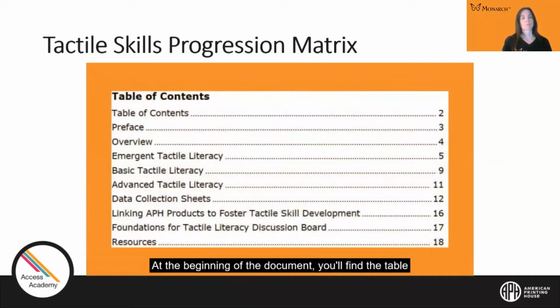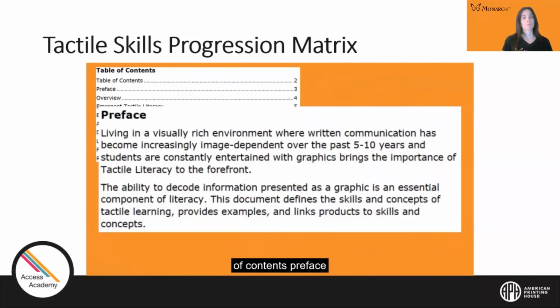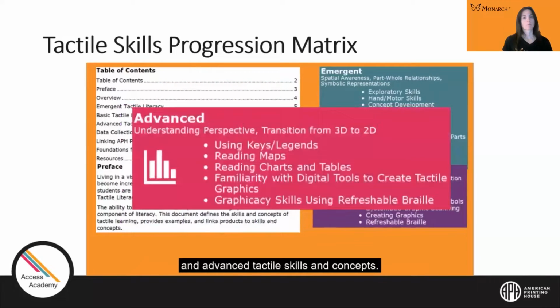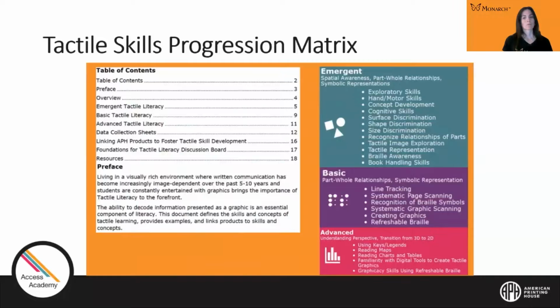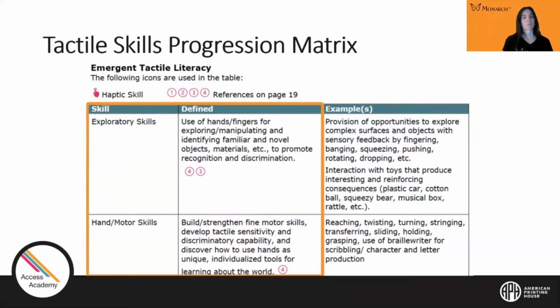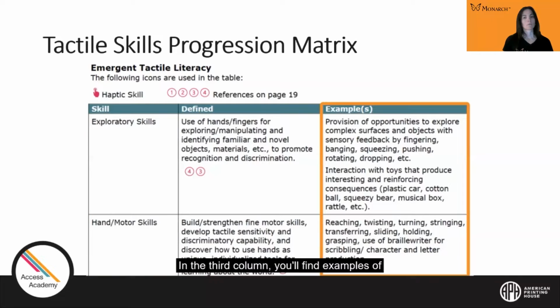At the beginning of the document, you will find the table of contents, preface, and an accessible graphic overview of the emergent, basic, and advanced tactile skills and concepts. You will find 3 skill tables in the middle section of the document: emergent, basic, and advanced tactile skills. Each table consists of 3 columns. The first and second columns list the tactile skills and their definitions respectively. In the third column, you will find examples of what each skill may look like. This is the essence of the document.